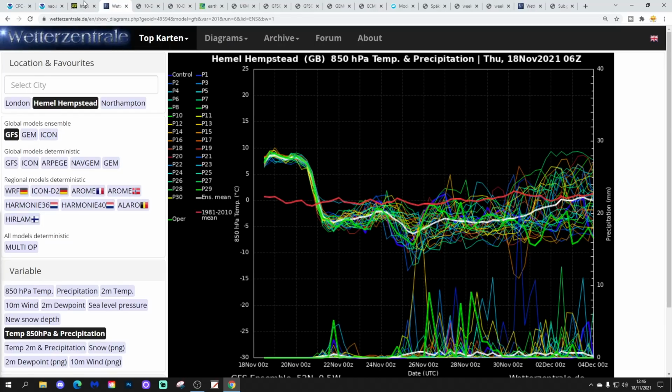These are the GFS upper air temperature and precipitation ensembles for the next couple of weeks. We're going to Hemel Hempstead today, one of the suggested locations.